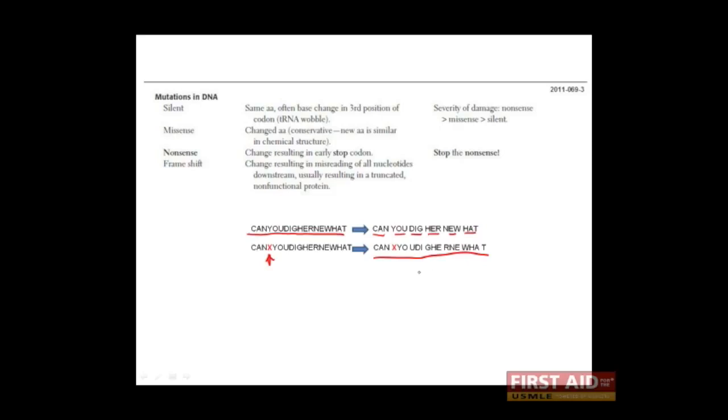But what usually happens is that once the frame is changed, the DNA will encode for a stop codon where it should have encoded for an amino acid. This results in a nonsense mutation, early truncation of the protein, and a non-functional molecule.